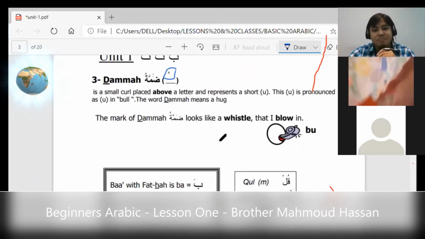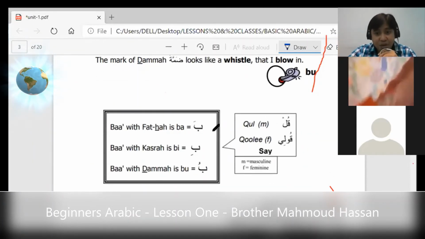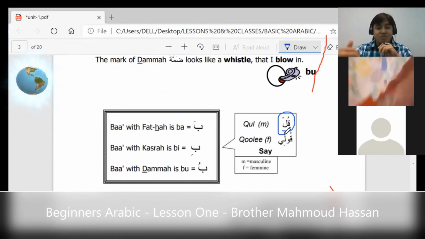Okay, so let us proceed now. How are we going to read it? Another vocabulary: qul. For male, we say qul, meaning say. So when I say to you qul, then you can say it by yourself, even if I cannot hear you, just pronounce what I want you to pronounce. For the female, we will say quli. You say quli.